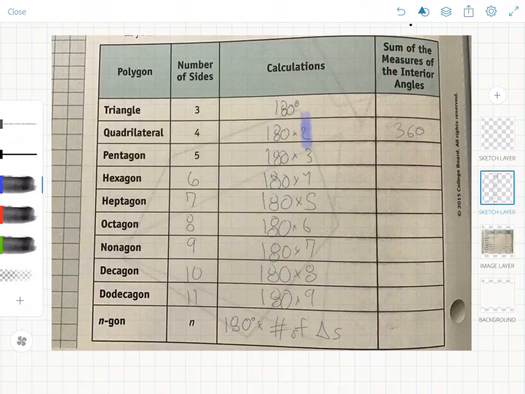What I want you to notice here is that the number of triangles that fit inside the polygon was always 2 less than the number of sides. So we're going to use that fact to write a better algebra formula than this right here. Here we've got basically the plain spoken English version of how we found the interior angles. We did 180 degrees times the number of triangles that fit inside. But it'd be nice if we could really develop a nice, easy algebra formula here.